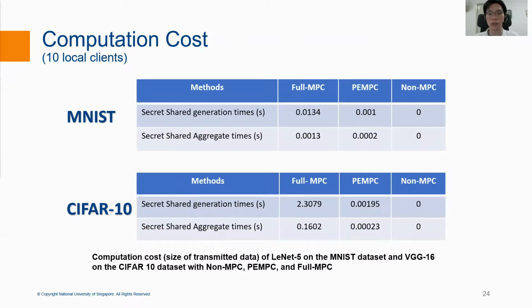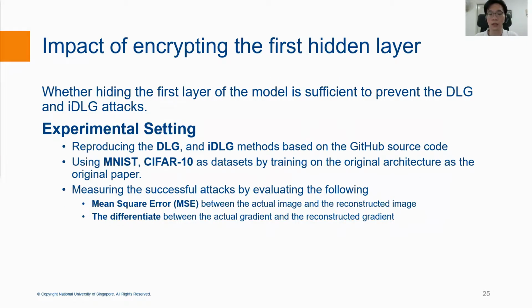Our method also reduces the computation overhead because we only encrypt the first hidden layer only. In the following section, it will show that the first hidden layer contains most information and our proposal is able to prevent DLG and iDLG. In order to do that, we need to reproduce the source code of the attack mechanism, DLG and iDLG. We still test on the MNIST dataset and CIFAR-10 dataset. And the metric used to evaluate the successful attack is the mean square error, which measures the error between the actual image and the reconstructed image. And the second metric is not included in the presentation, but you can see it in the paper.